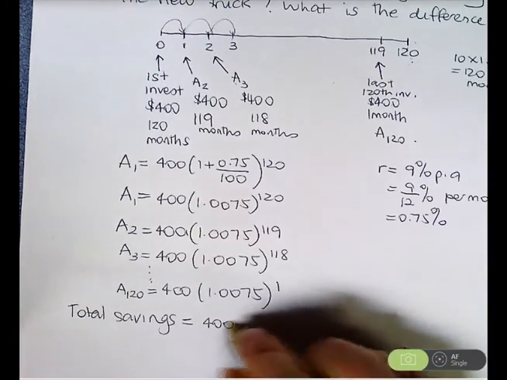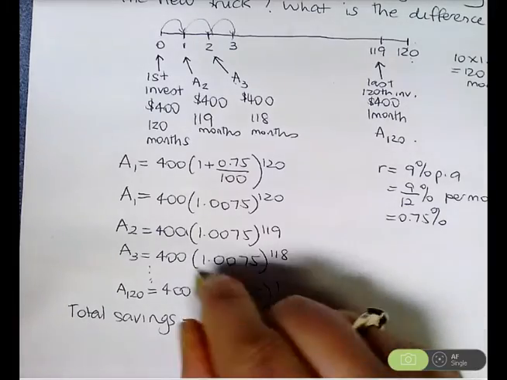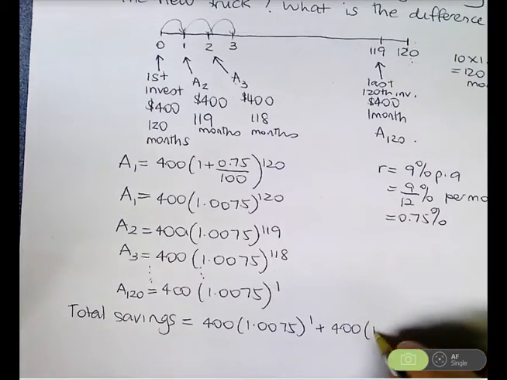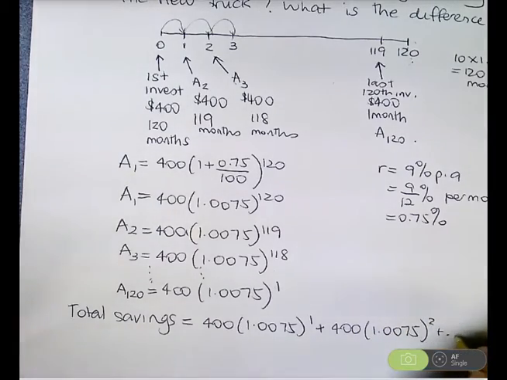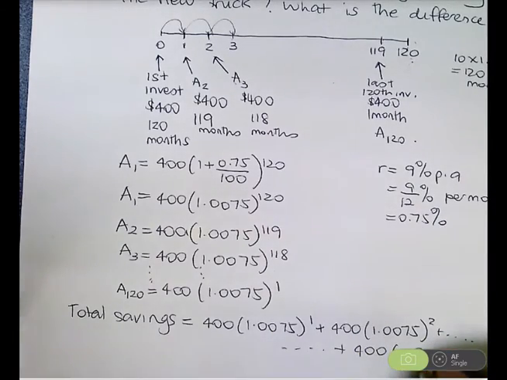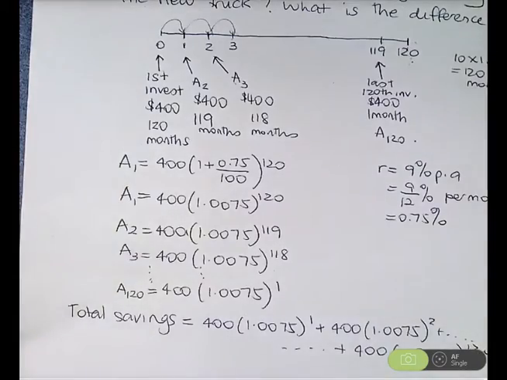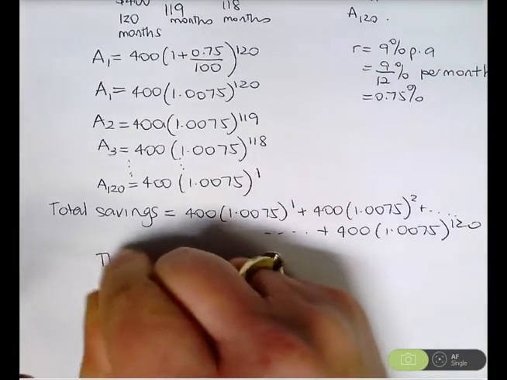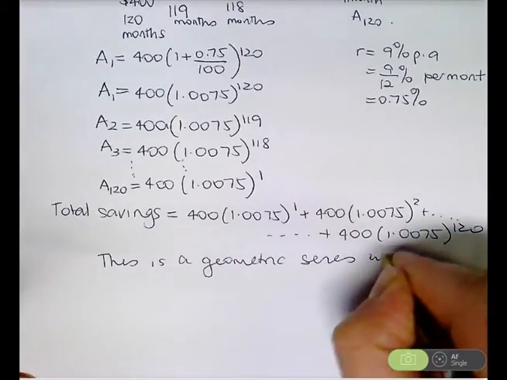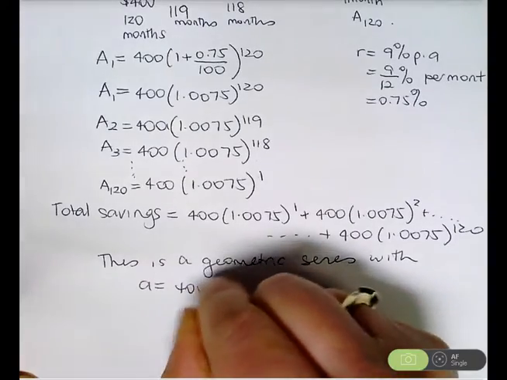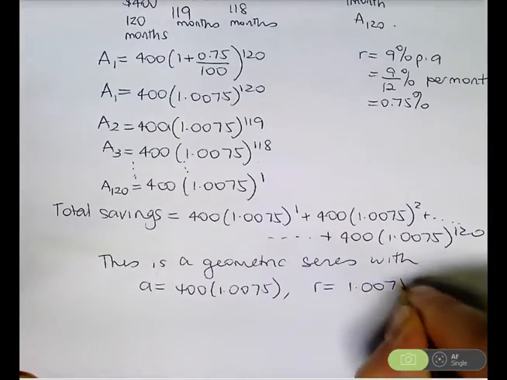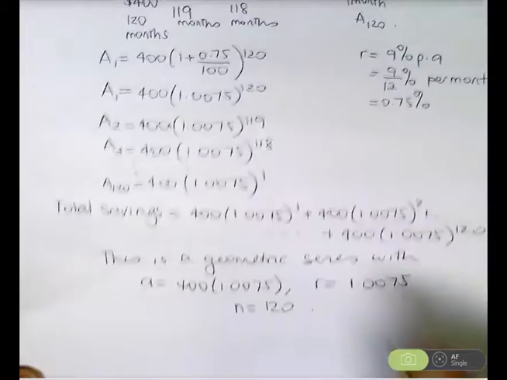So I'm going to start with the smallest one first. Now, obviously, what would come after 1 would be the power of 2. And then it all ends on the power of 120 here, 400 times 1.0075 to the power of 120. So therefore, this is a geometric series with A equal to 400 times 1.0075, R is 1.0075, and N, there are 120 investments.